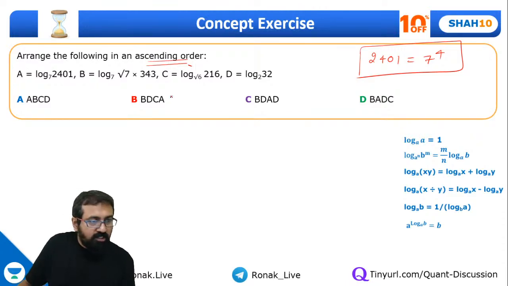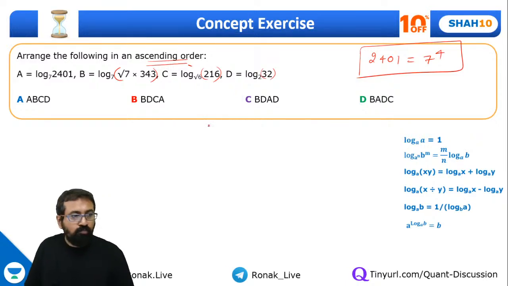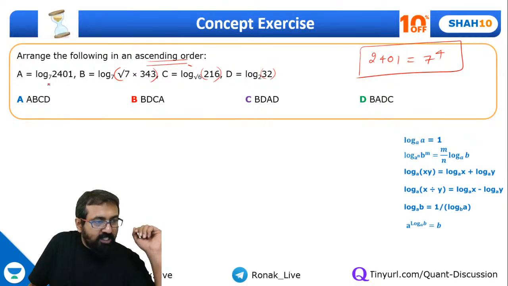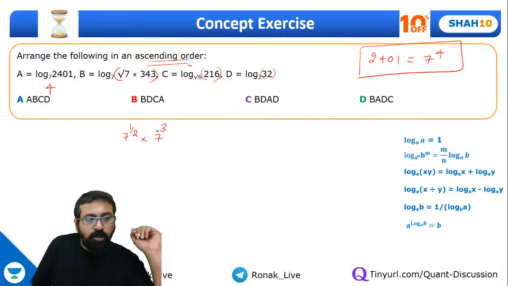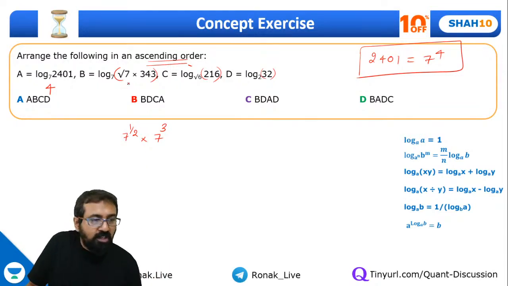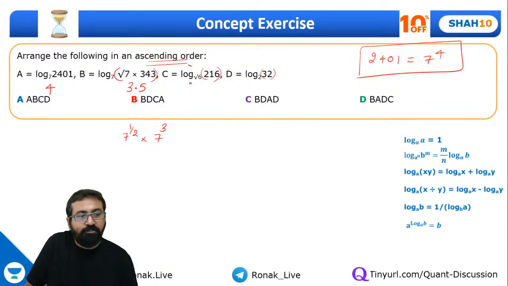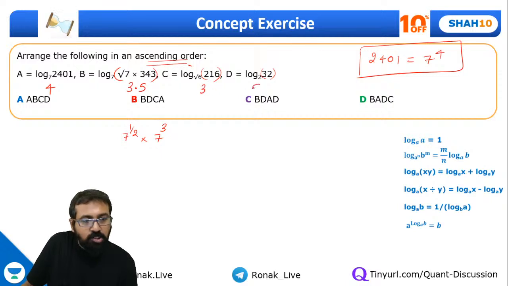Acha, this one is like this. And this one is 216 and this is 32. So guys, of course, can I say this value will be 4? Same way, this value, if you just check, so what will be the total power of 7? 7 raised to 1 by 2 into 7 raised to 3, 7 cube is 343. So what is 1 by 2 plus 3? Of course 3.5. So this will be 3.5, then this will be 3 and this will be 5.